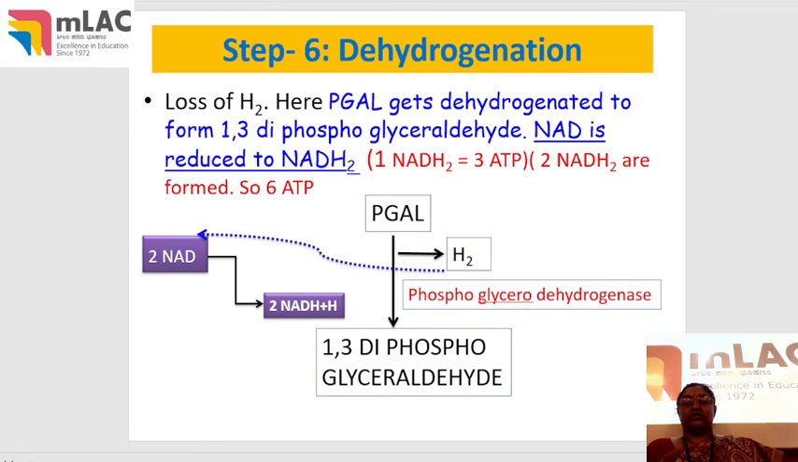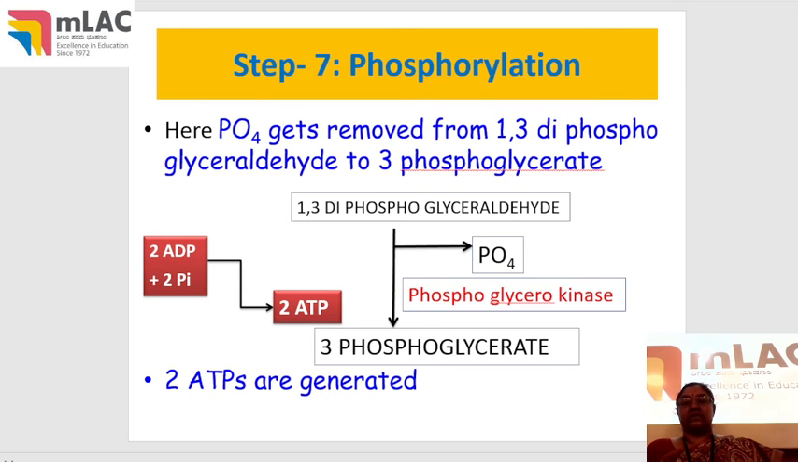Now, NADH2 can be made equivalent to ATP molecules, as according to the formula, 1 NADH2 is equivalent to 3 ATP. Because 2 NADH2 are synthesized in this step, it means there is 6 ATP formation, or it is equivalent to 6 ATP molecules. Moving ahead, step number 7 is phosphorylation.